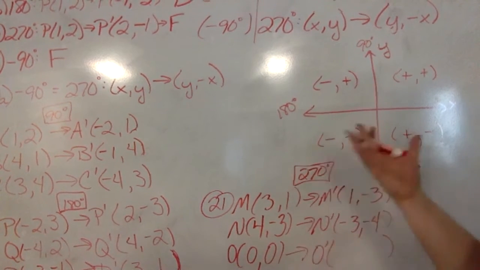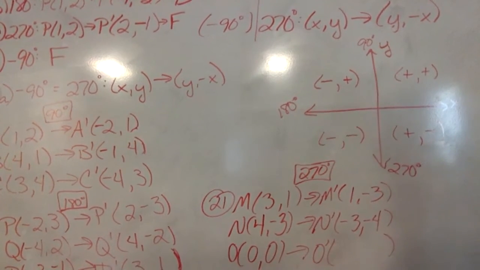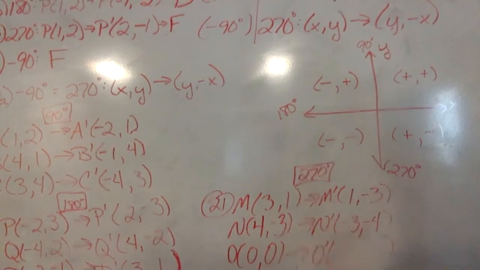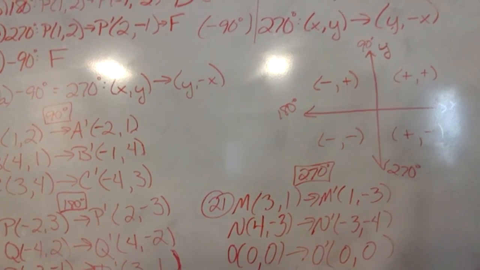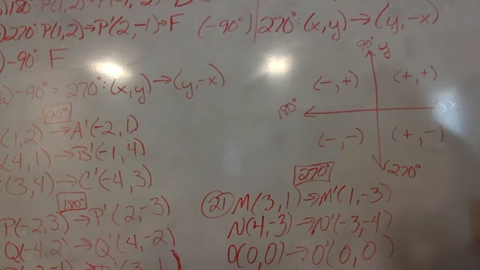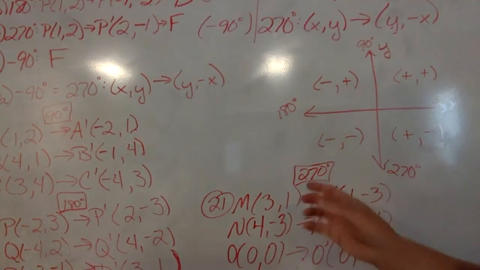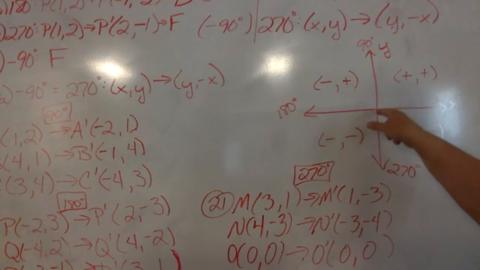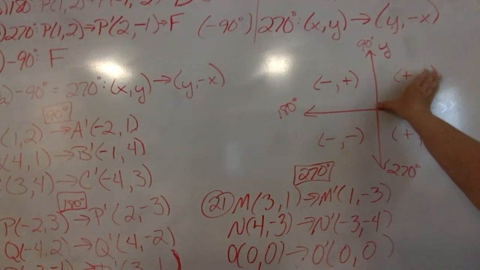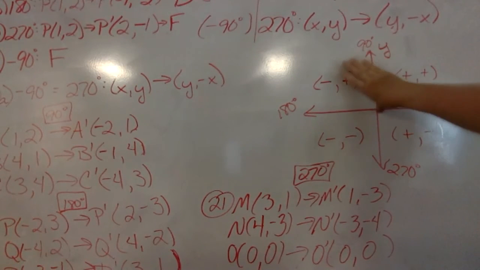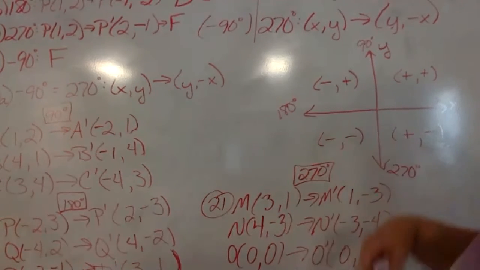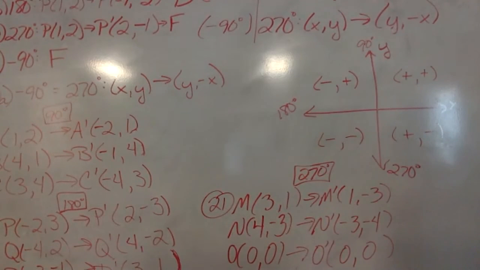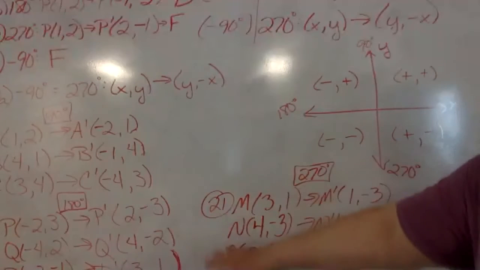0, 0, does it have any signs? They're both the same, so it's still going to be at 0, 0. Because most of the time when we talk about a rotation, you'll notice in the wording in the book, it says about the origin. Your origin is right here. So it's basically saying this is the focal point, and they're turning the figure around in the coordinate plane, that origin. Okay, so we have our points.